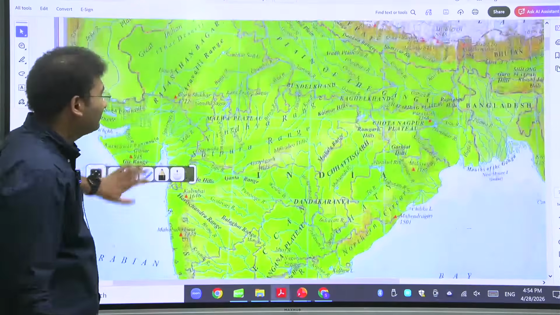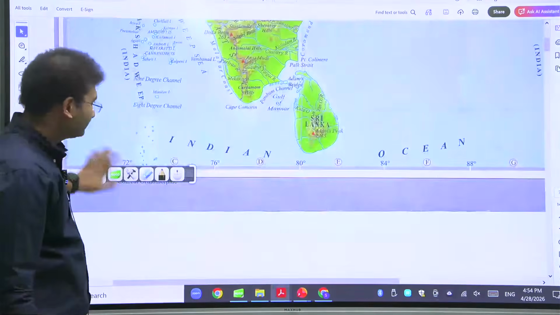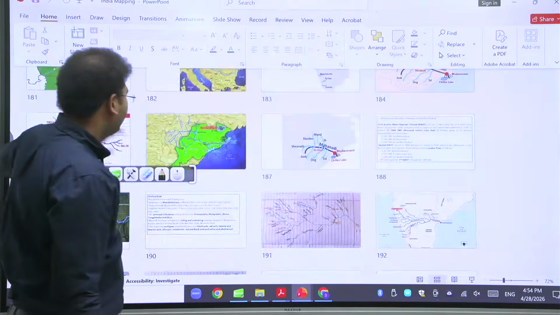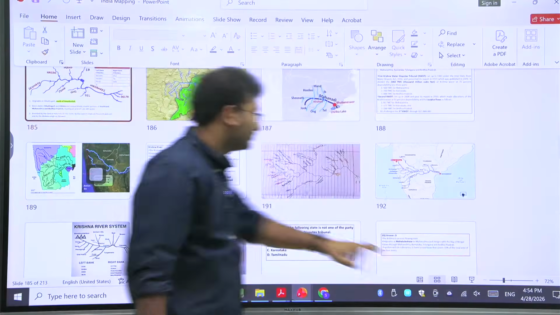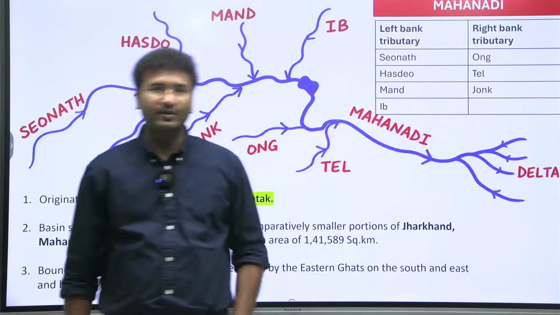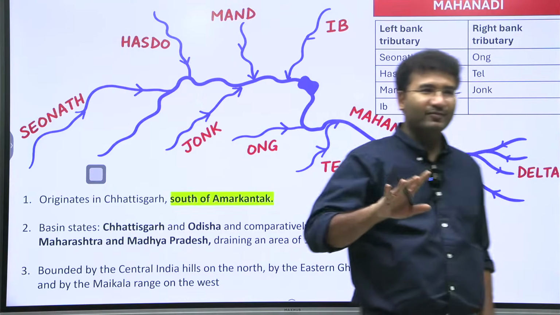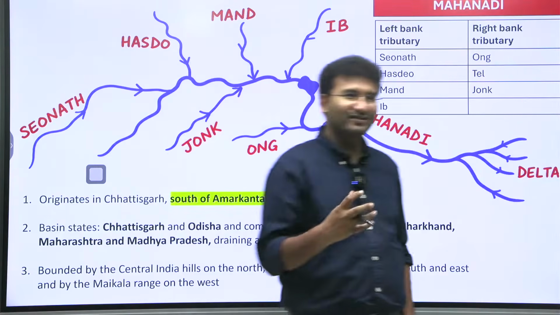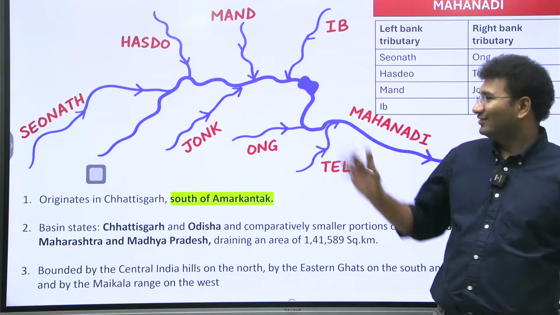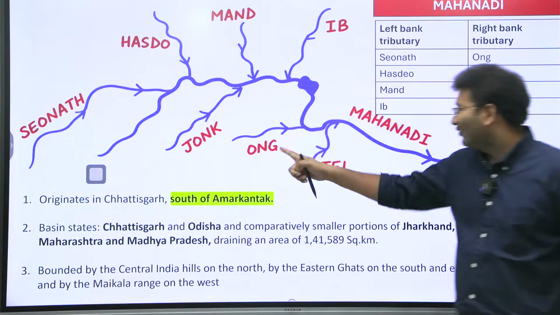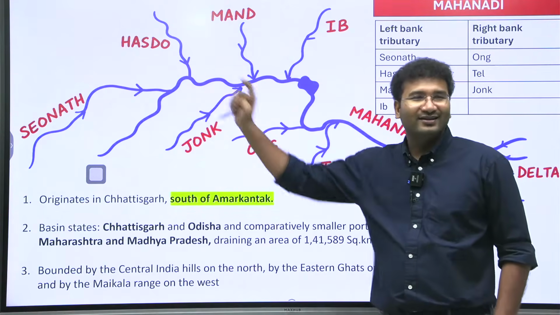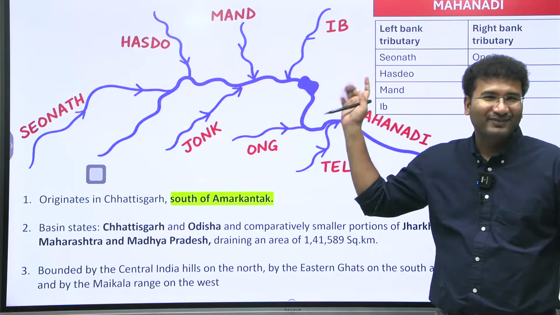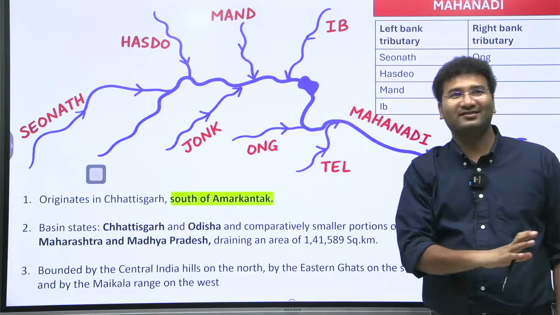I'll show you all of them. Come to Mahanadi. Look here. Repeat after me first. See, tributaries are a little difficult for you. Ong, Tel, Jonk, Seonath, Hasdeo, Mand, Ib. These are Odia names, right?